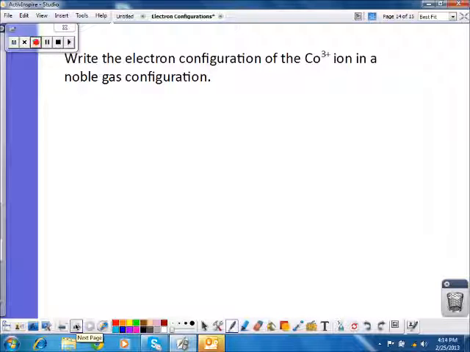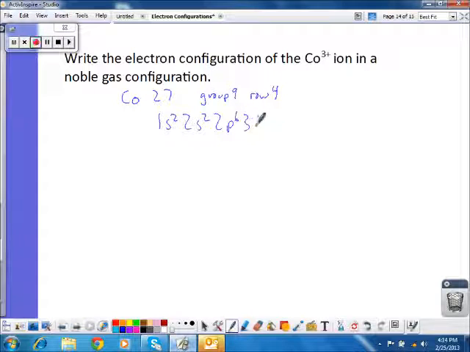So if I'm looking at cobalt, first I want the electron configuration for the cobalt atom. Cobalt is number 27, so it's in group 9 and it's in row 4. So cobalt would be 1s2, 2s2, 2p6, 3s2, 3p6, 4s2, 3d, and that should be 7. Yes, that's 7. So that's the cobalt atom.